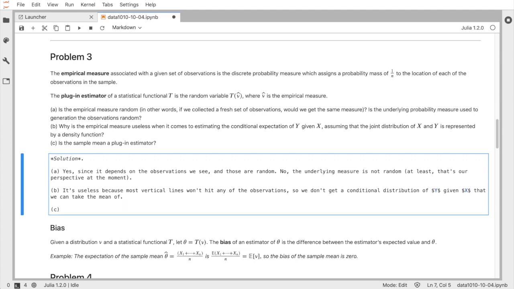This last question we're asked: is the sample mean a plug-in estimator? In other words, if we form the plug-in estimator of the mean, do we get the same thing as the sample mean, where you just average the observations? And the answer is yes, because the mean of a distribution that places mass 1/n at each point in a set of points is just the average of those points.